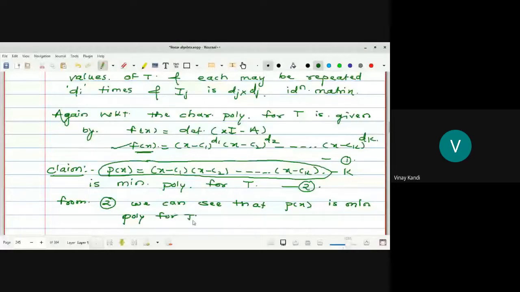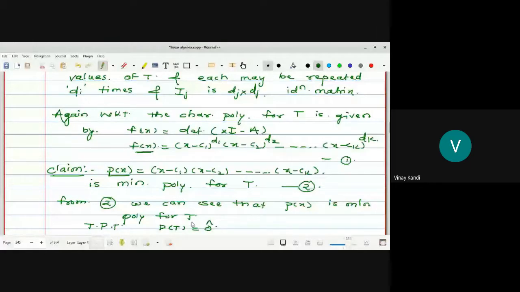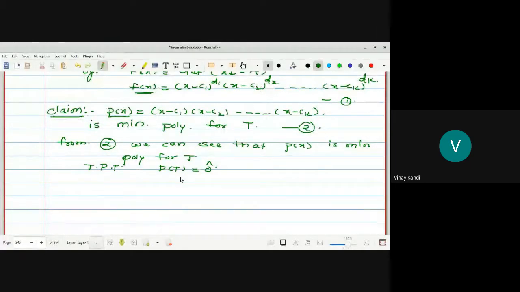We have to prove that for this one p of T is equal to the 0 operator. That means p of x annihilates T. Any doubt? It could also be like this, up to so on, but this is the least degree polynomial, because each and every factor is a linear factor. And if we show that p of T is equal to the 0 operator, then this p of x is the minimal polynomial for T.